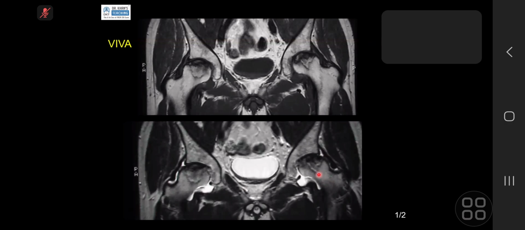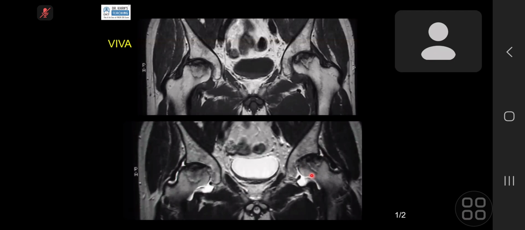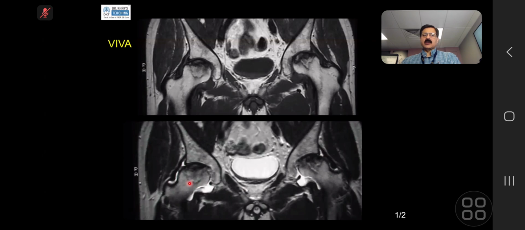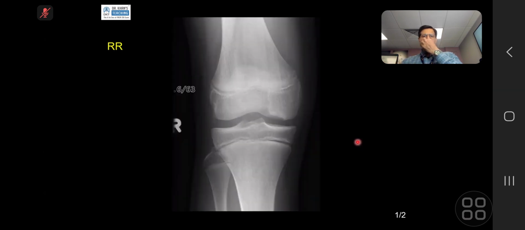Right. So here you can see that double line sign which I was mentioning. For example, this line where I am pointing, this is low signal, and the inner one is high signal. Here you are. Outer is low signal, and the inner one is high signal. And this is what the double line sign is about. And this double line sign is always seen on a T2 weighted sequence. Normal, abnormal.